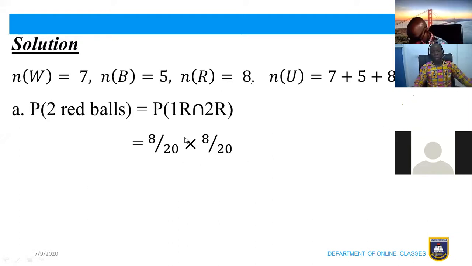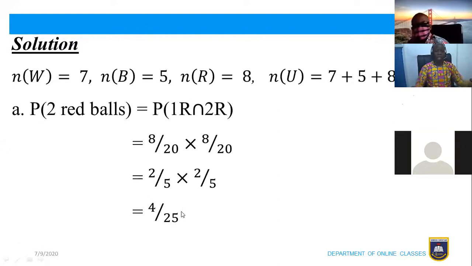So now, times the probability that the second ball is also red. Since we still have 8 red balls, the probability of picking a second ball which is red will also be 8 over 20. Now, if you simplify the expression there, that will give us 2 over 5 times 2 over 5. And 2 over 5 times 2 over 5 is going to give us 4 over 25. And that is the probability of picking two red balls.